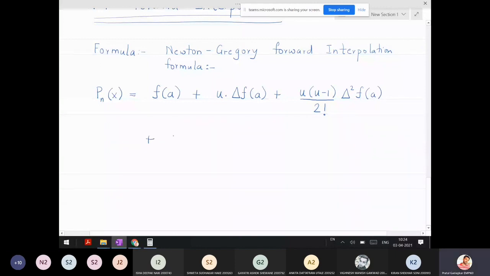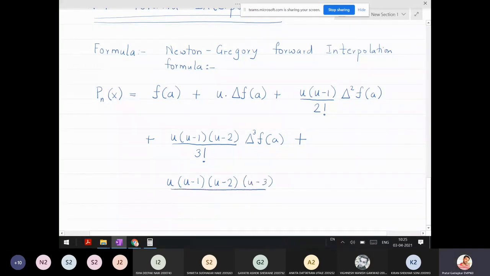Plus u into u minus 1 into u minus 2 upon 3 factorial delta cube f of a plus, and this will go on continuing. Now can we guess the next term? The next term will be u into u minus 1, u minus 2, u minus 3. So every time I am increasing one term: instead of 3 factorial now I will write 4 factorial. I will tell you what is the meaning of factorial if you don't know. And delta raised to 3 will become delta raised to 4 f of a plus dot dot dot.